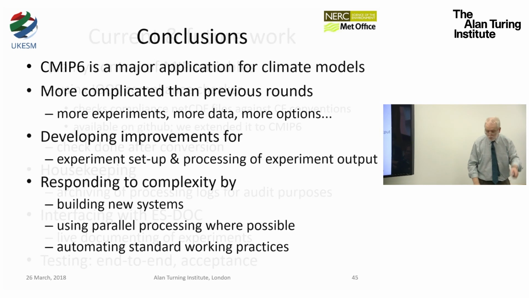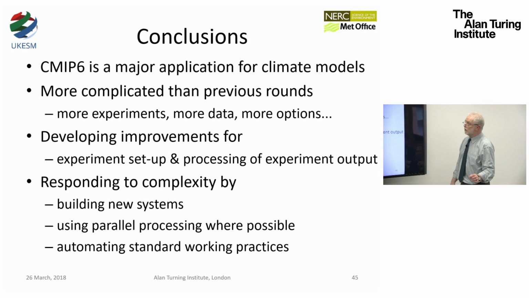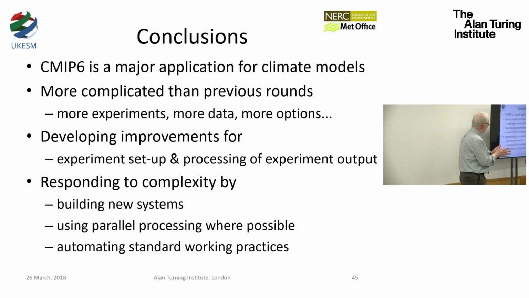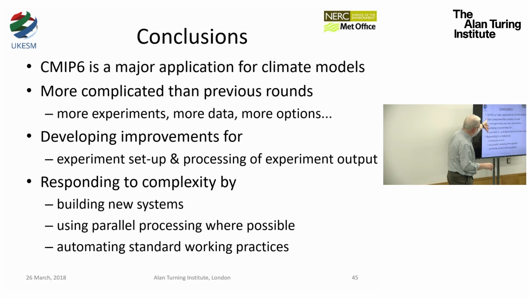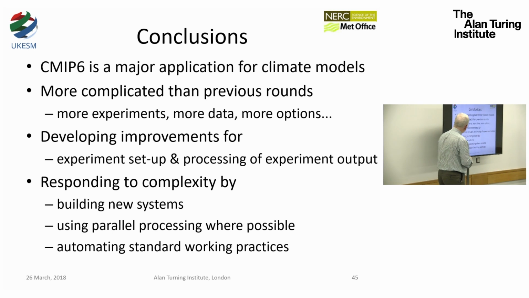So, what I've told you is that CMIP6 is a major application for climate models. It's more complicated than previous rounds, as I think I've endeavoured to make clear. There are more experiments, more data, more options, more all sorts of things going on. We've been inspired by this complication to develop improvements for the way in which we set up the model, the way in which we interrogate the data request, and the way in which we process the output. The model still gets run in the same way, but the way in which it gets set up and the way in which the output gets processed, we've improved.